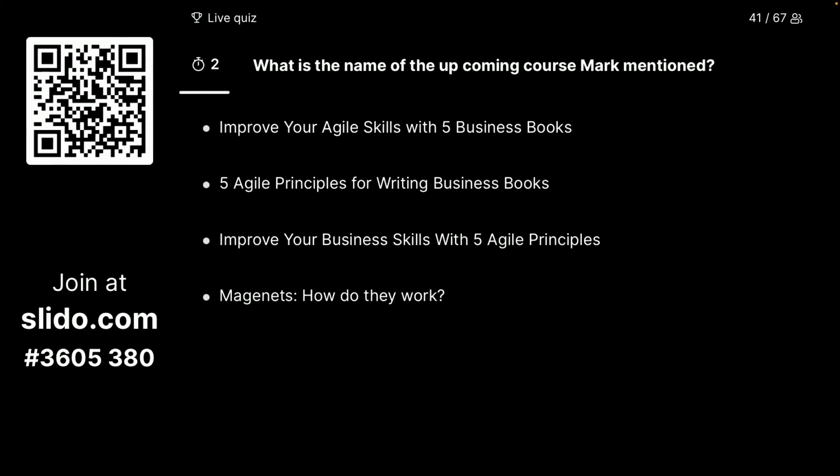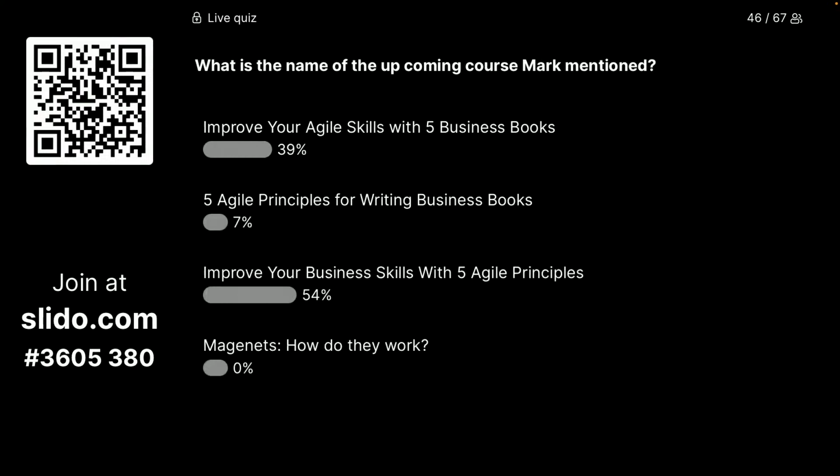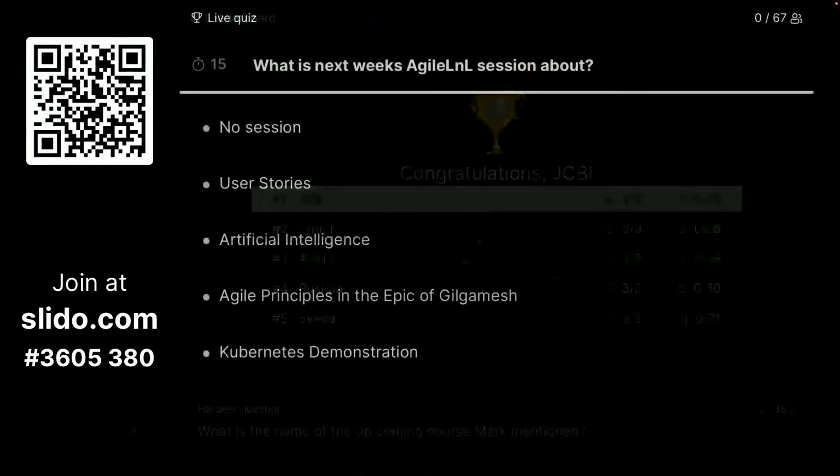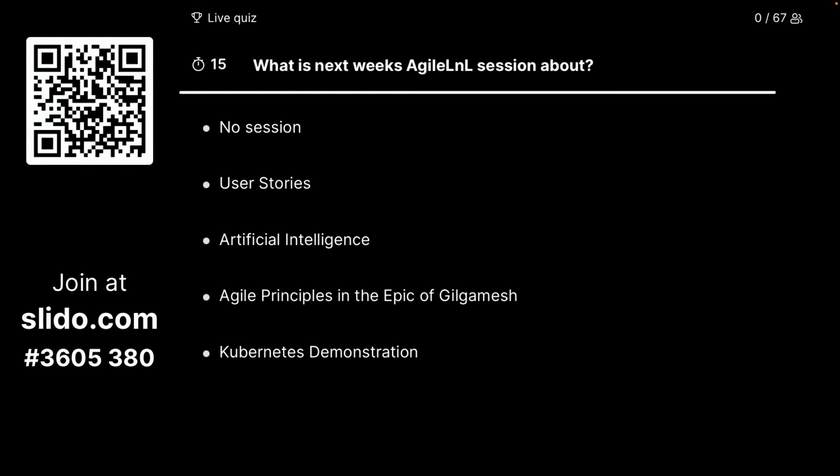I gave a lot more time on this one where I read it a lot faster. And yes, we've got Improve Your Agile Skills with 5 Business Books. I threw some tricky ones in there for you to mix things up. So let's see. We've got JCB pulls into the top spot. Next question. What is the next week's Agile Lunch and Learn session about? No session, user stories, artificial intelligence, Agile principles in the Epic of Gilgamesh, or Kubernetes demonstration?